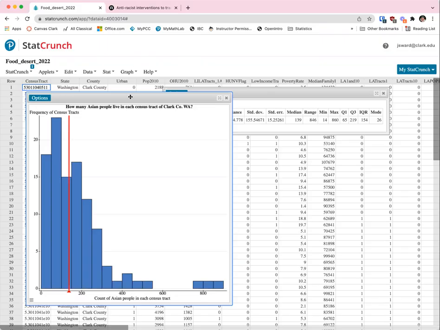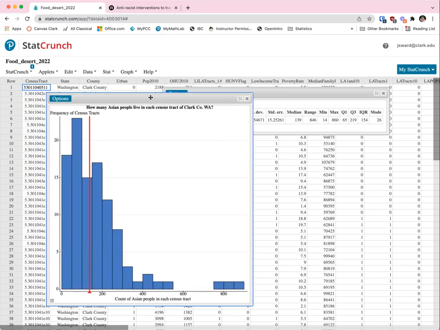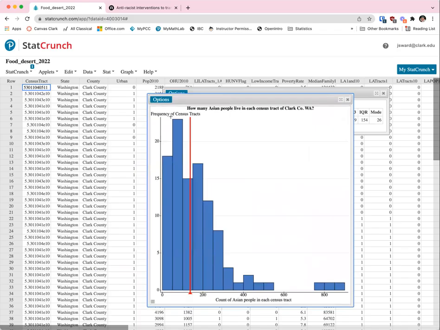So what I have here is a graph from another video that I had made. How many Asian people live in each census tract in Clark County, Washington? Let's say that I want to categorize this by whether the people are living in an urban census tract or a rural census tract. Now, if you look back at the categories here, urban is a categorical variable with ones and zeros. 1 means that it's urban and 0 means that it is rural.